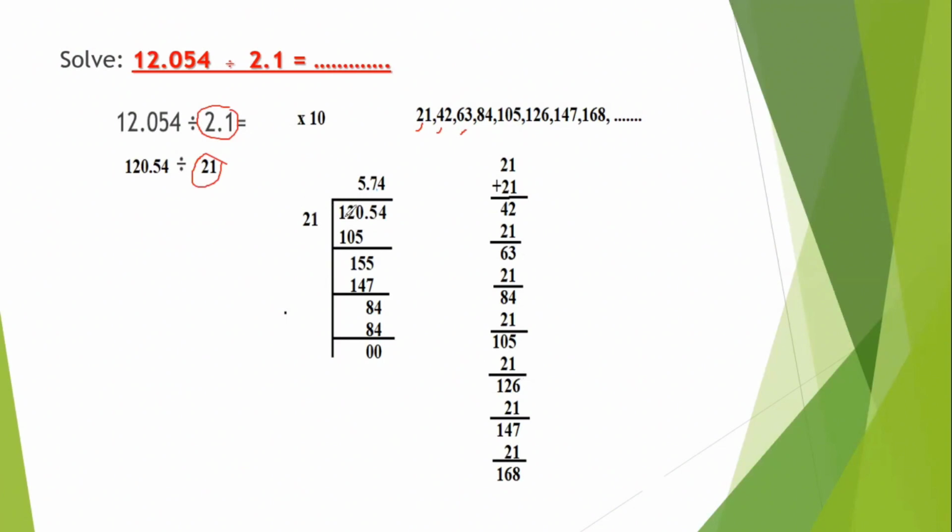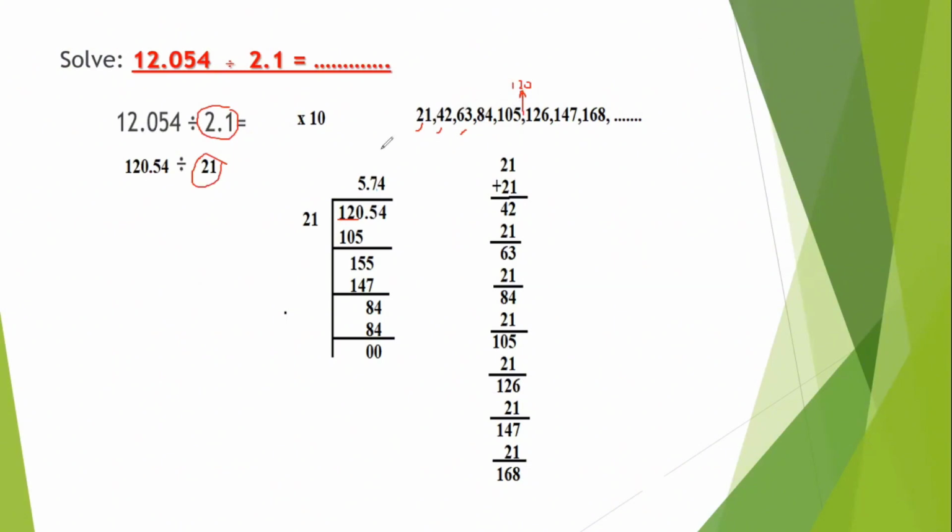Let's start. 1 divided by 21 is smaller. 12 divided by 21 is also smaller. So we will regroup 120. 120 is here between 105 and 126. Let's count how many multiples before 120. We will find 1, 2, 3, 4, 5 multiples.